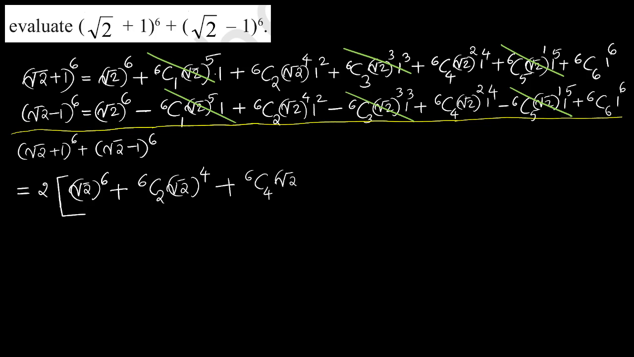Let me complete this line. After that, you can ask me doubt. Is my voice audible? Yes, sir. Okay. Finally, 1 raised to I don't care. 6C6 plus 6C6, right? 2 times 6C6. 2 is already taken out.